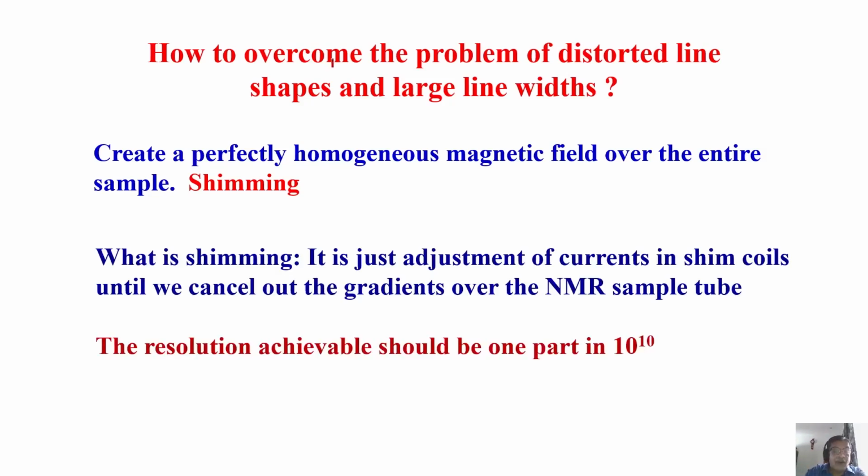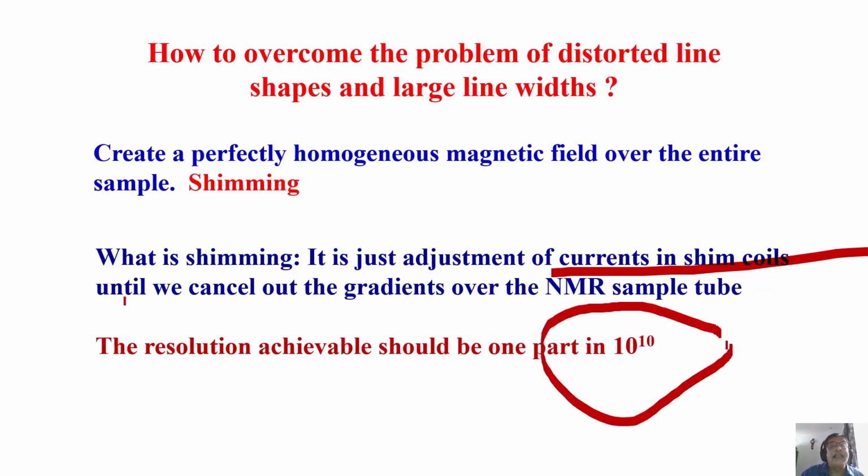Okay. So what is shimming? It is nothing but adjustment of currents in shim coils until all the inhomogeneities because of field gradients are cancelled out. Then you get a better resolution, and the resolution should be 1 part in 10 to the power of 10. Remember, that is very important. Resolution should be 1 part in 10 to the power of 10.